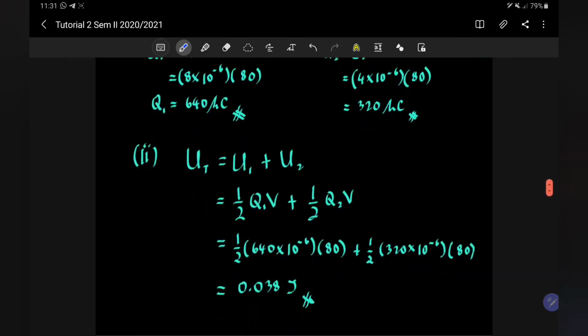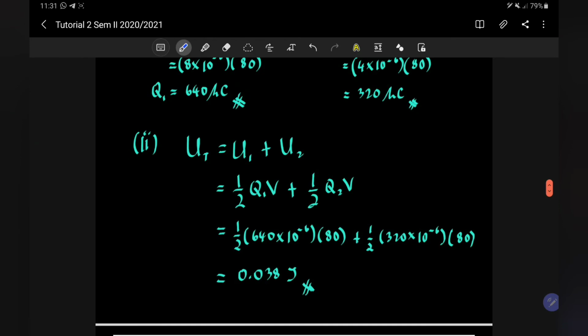Alright. Okay, at last they ask you to calculate U total. So U total equals U stored by C1 plus U stored by C2. U by C1 is half Q1V, and U by C2 is half Q2V. V is still the same, which is 80 volt, isn't it? So this is Q1 and this is Q2. Substitute into the equation and then you will get the answer. So U total now is equal to 0.038 joules.